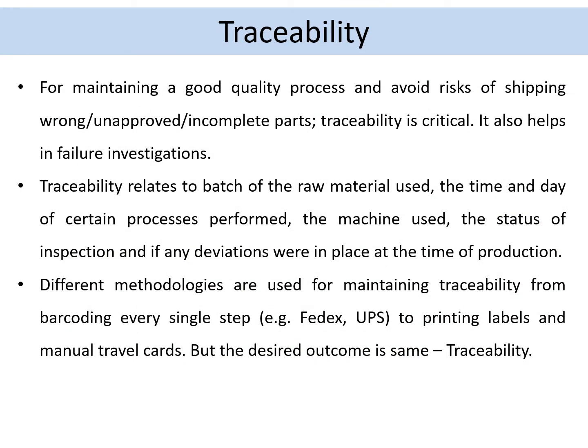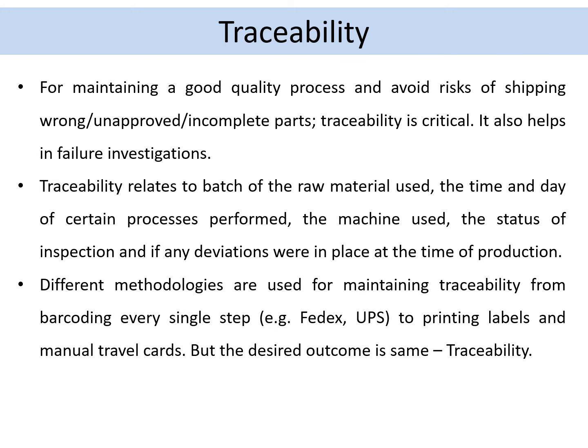Traceability. For maintaining a good quality process and avoiding the risk of shipping wrong, unapproved, or incomplete parts, traceability is critical. It also helps in failure investigation. If a customer files a complaint, you can go back and check what the issue was with this part, when it was manufactured, who was the operator, which machine, whether the error proofing was working that day, whether we had a problem with the raw material that day. All these issues can be investigated if we have proper traceability.